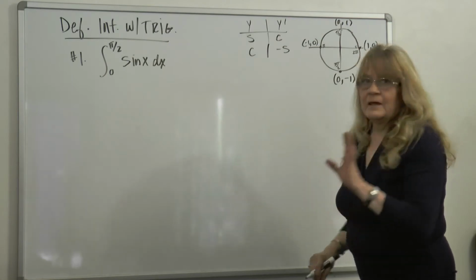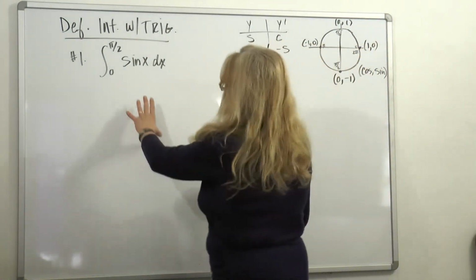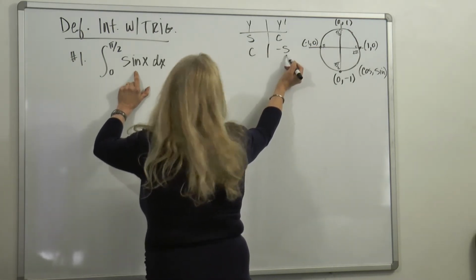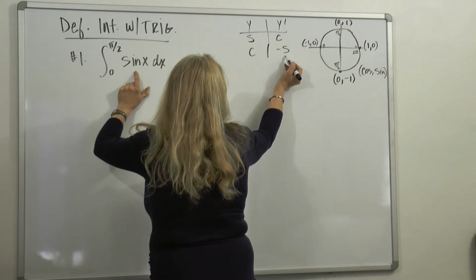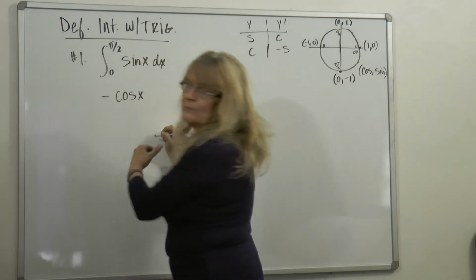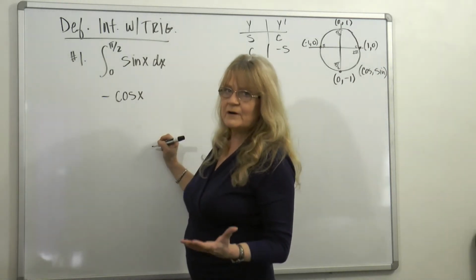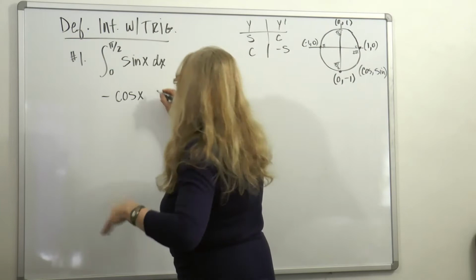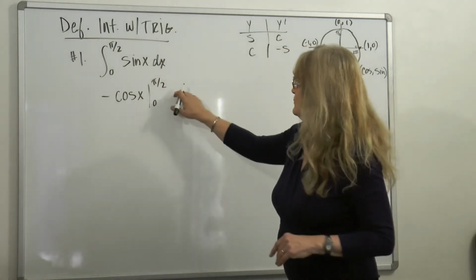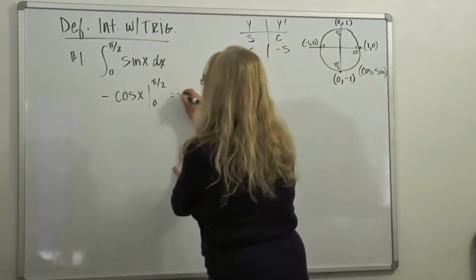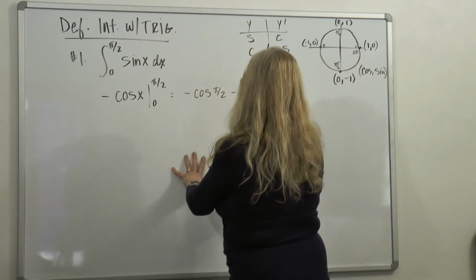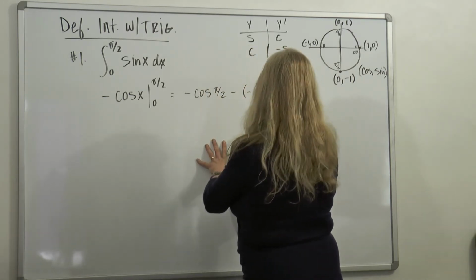Alright, so let's do this. The integral of negative sine is cosine. So the integral of positive sine is negative cosine. So this is negative cosine of x, or more than likely theta since we're dealing in radians, but I always forget that. Same thing. Going from 0 to pi over 2, that's going to give me negative cosine of pi over 2 minus negative cosine of 0.